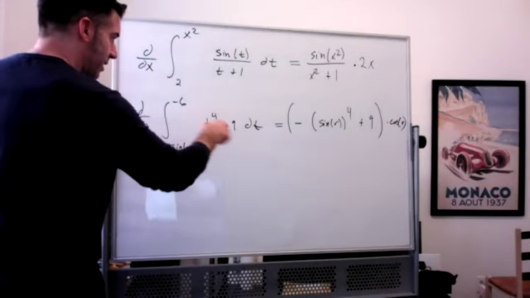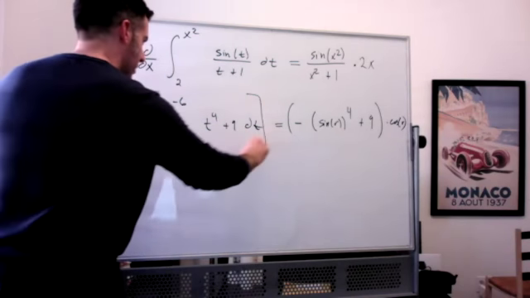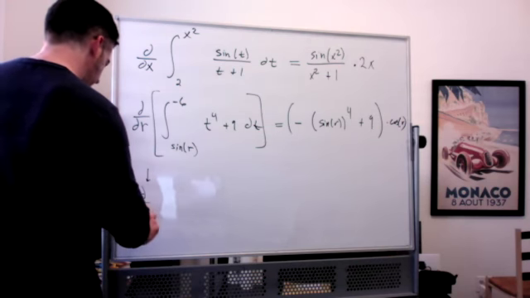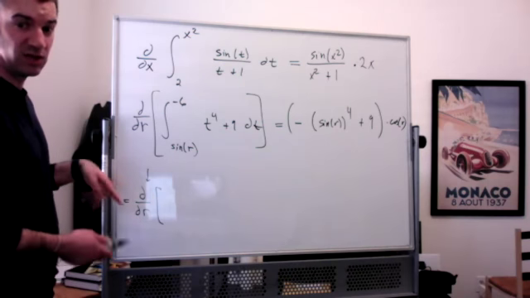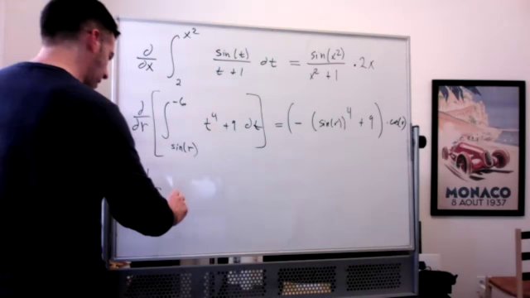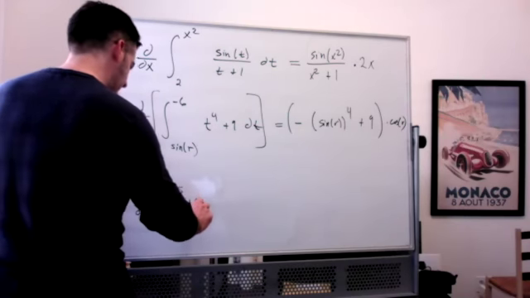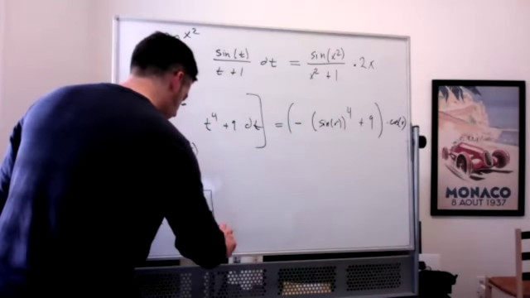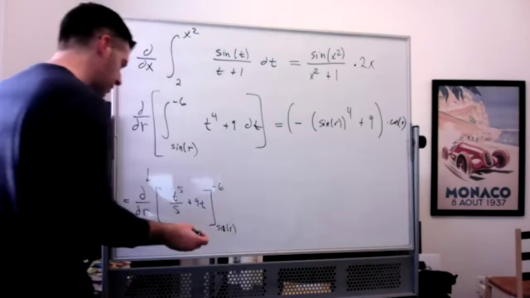So if we anti-differentiate this, this is going to equal the derivative still, right? I'm still leaving this symbol here to tell me that I need to eventually take the derivative. I'm going to anti-differentiate this. I'm going to get t to the 5th over 5 plus 9t evaluated from sine of r to -6.